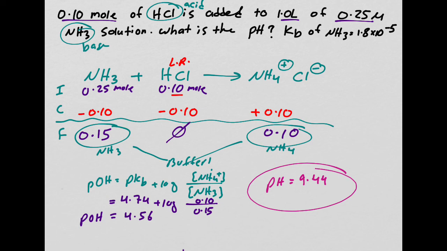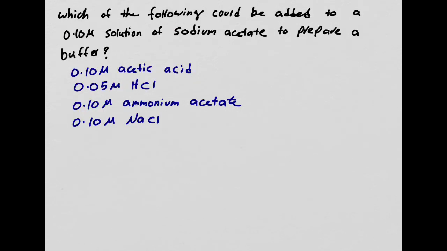Let's do this. All right, here is our last problem. Which of the following could be added to a solution of sodium acetate to prepare a buffer? Sodium acetate, I'm going to abbreviate sodium as Na and acetate as AC. I've done that before. So sodium acetate, really quickly, this is a salt, right? I'm looking for a buffer solution.